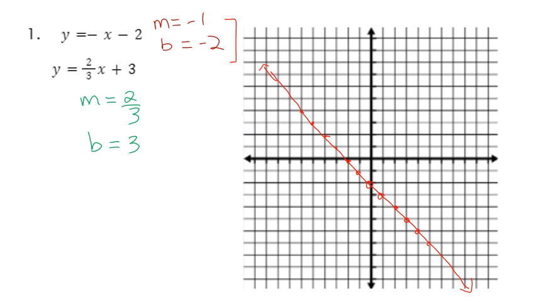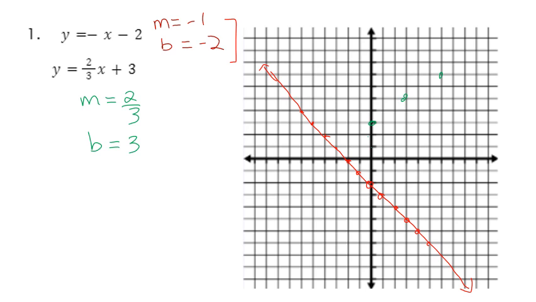Okay, for the second one, same thing. I have it at 3, so I'm going to go 1, 2, 3. And then I'm going to go up 2 over 3. Up 2 over 3, so I'll do that maybe a few times.